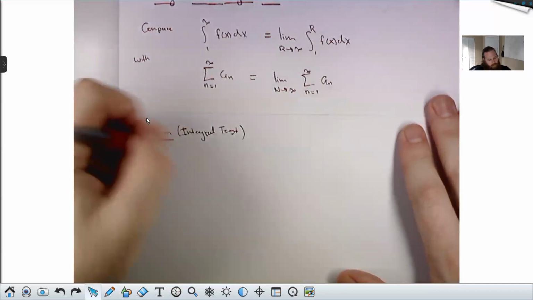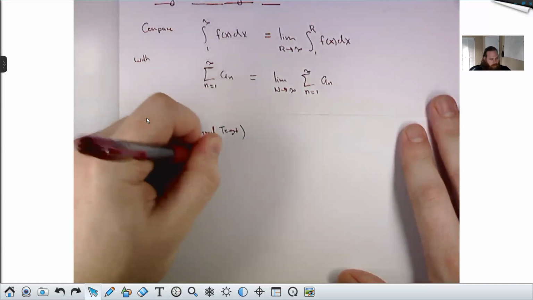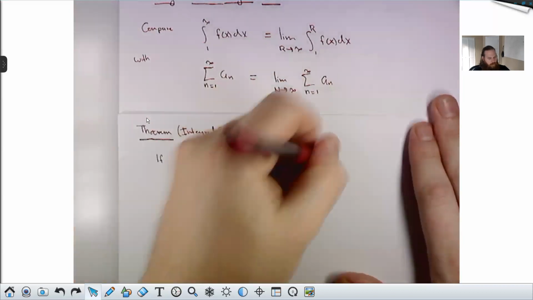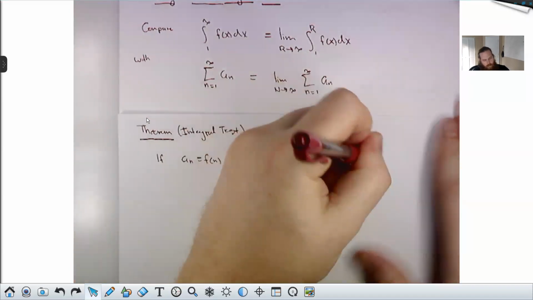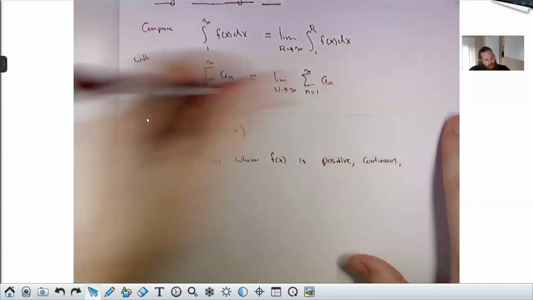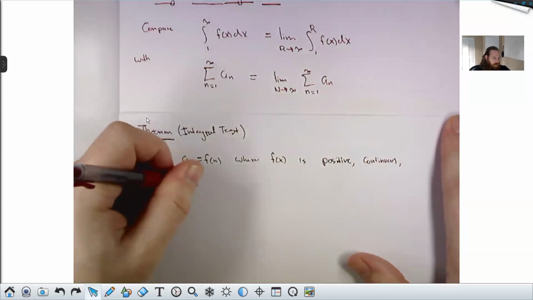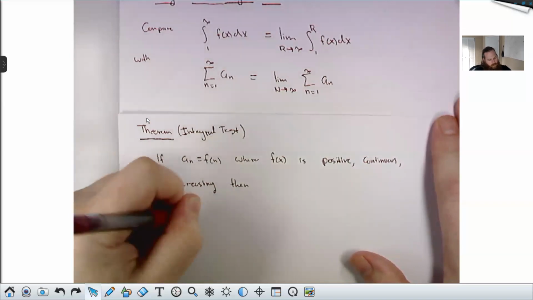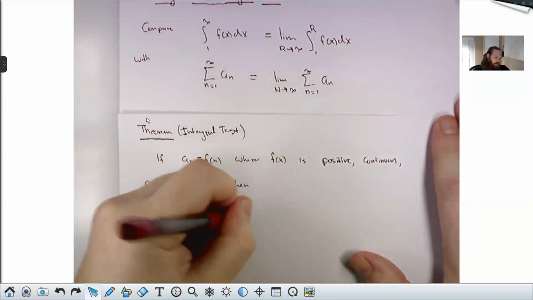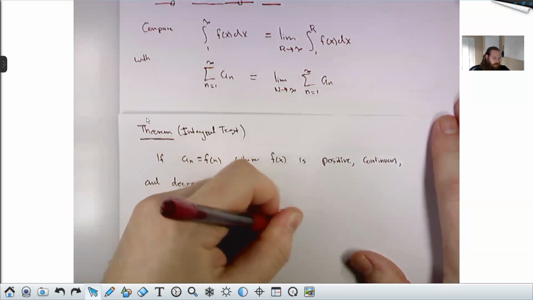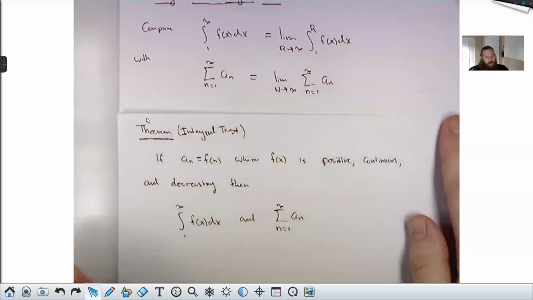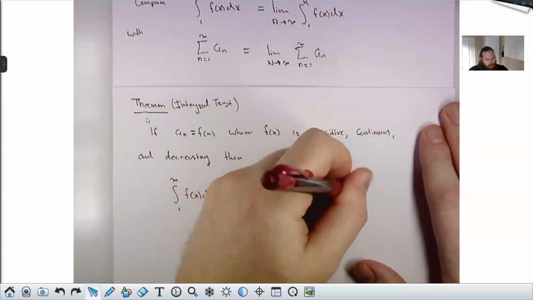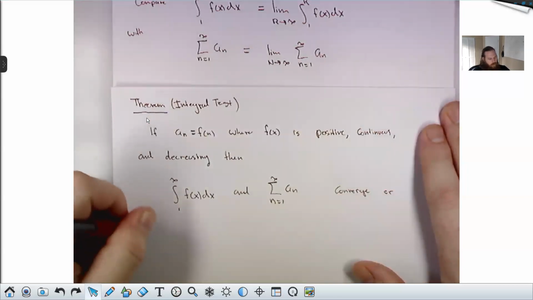This says if a_n is equal to f of n, where f of x is a function which is positive, continuous, and decreasing, then the integral from 1 to infinity of f of x dx and the series sigma n from 1 to infinity of a_n do the same thing, meaning if one converges, the other converges, and if one diverges, the other diverges. The way we say that is that they converge or diverge together.